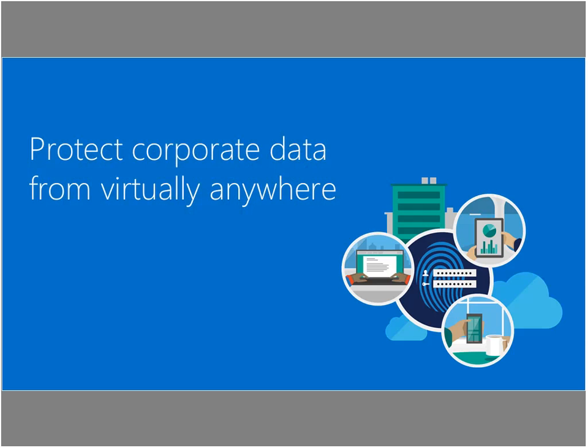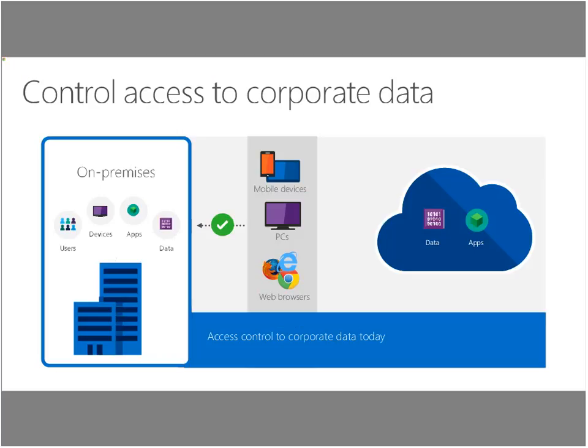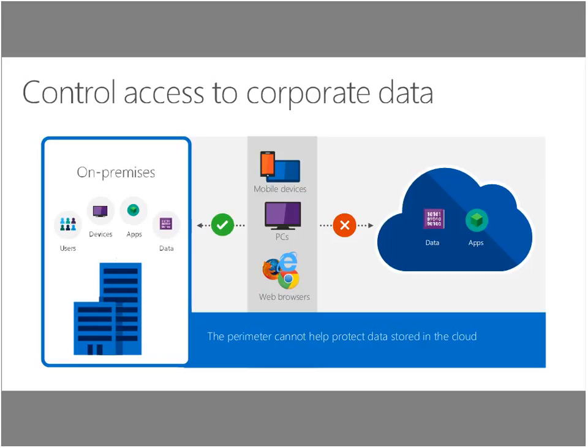So let's talk a little bit about how Intune protects corporate data from virtually anywhere. When you think about controlling access to corporate data with a traditional on-premises mindset, normally you'll have mobile devices, PCs, and a walled-off network, because it's all happening on-premises. Users, devices, apps, and data all reside in that on-premises data center. Everything's kind of in that walled garden right there. So there isn't that much protection when you think about accessing the data and apps outside of that walled garden, right? The perimeter or the network boundary cannot really protect data stored in the cloud.